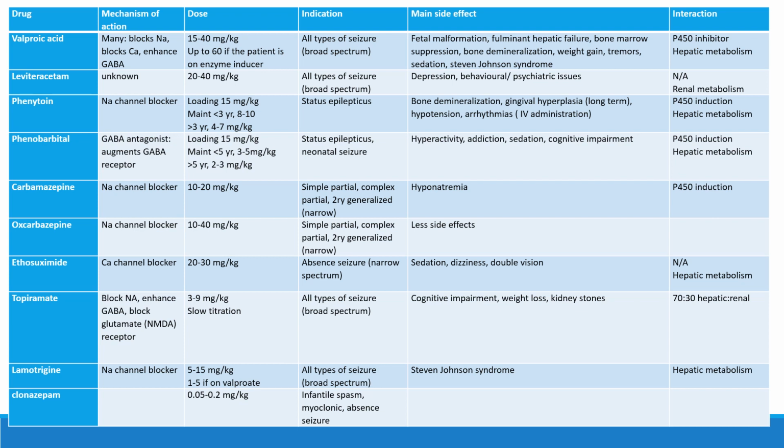Carbamazepine, which includes also oxcarbazepine, is used mainly for simple partial and complex partial seizures with secondary generalization. Ethosuximide, which is a calcium channel blocker, is used for absence seizures. Topiramate is used as a broad spectrum antiepileptic. Lamotrigine is used as a broad spectrum antiepileptic. Clonazepam is used for infantile spasms, myoclonic seizures, and absence seizures.